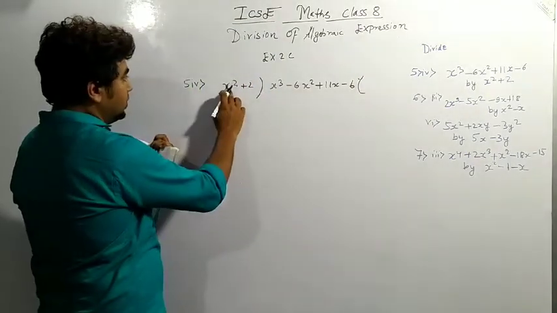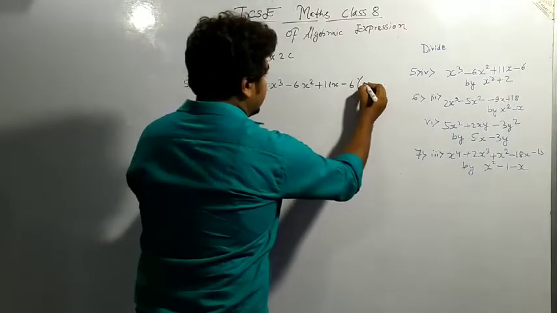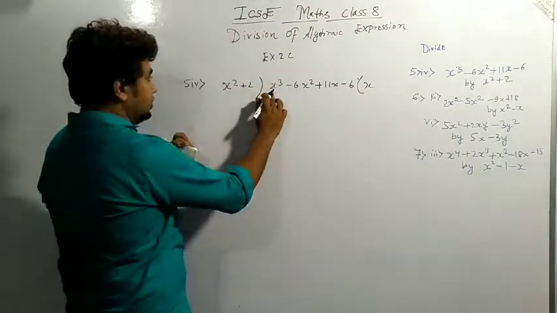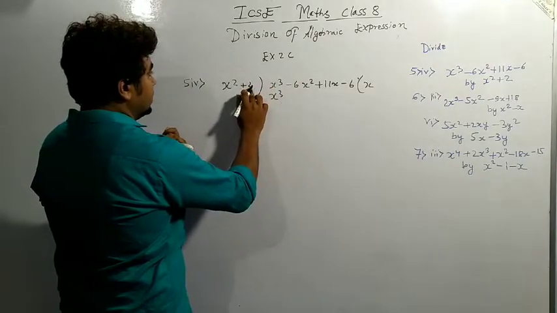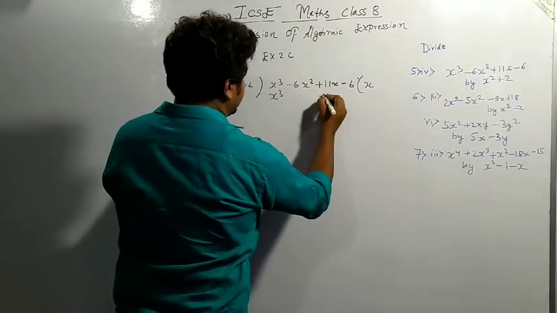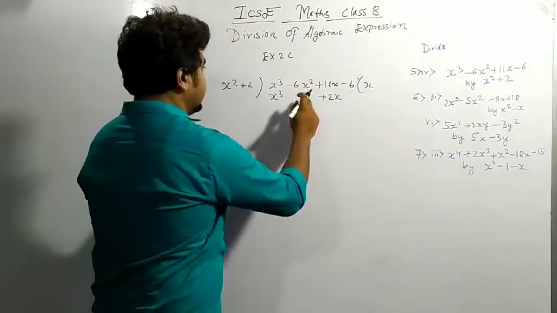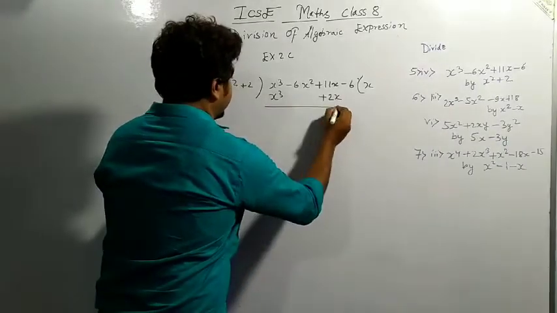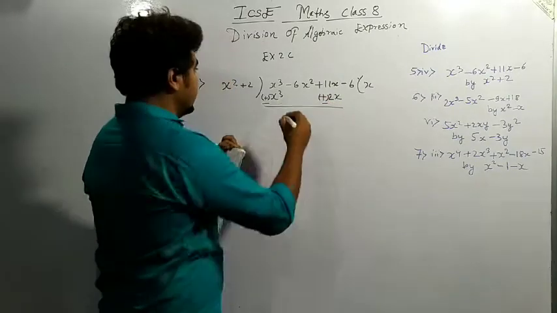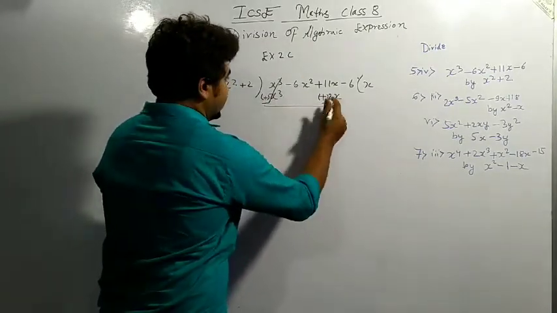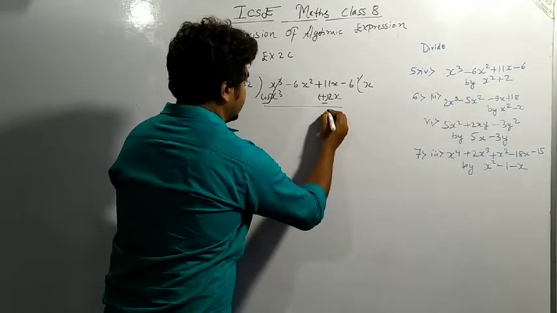X cube. What is given to us? X square is given to us. If I multiply with x, it will become x cube. And x into 2 is becoming 2x, so I am keeping 2x here. Here no term of x square is being generated. So again we know the rule that plus will become minus. This and this get cancelled. What is remaining from here? 11 minus 2 is 9x.